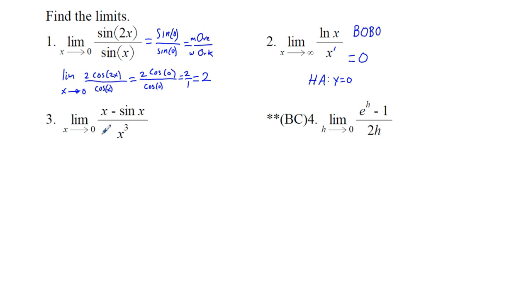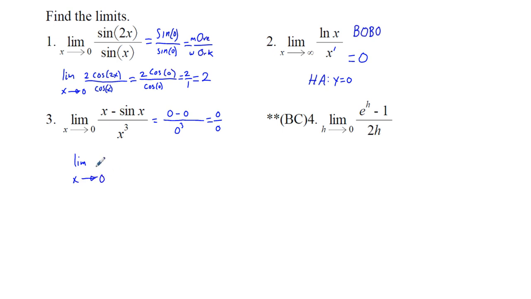Number 3, the limit as x approaches 0 of x minus sine x over x cubed. And we're going to try first of all by plugging in 0. So if we plug in 0, we get 0 for x minus sine x, which is 0 minus sine 0, so 0 minus 0. And then in the denominator, we're going to get x cubed, or 0 cubed. So we're going to get our indeterminate 0 over 0 again. So now we're going to go ahead and try L'Hôpital's rule.